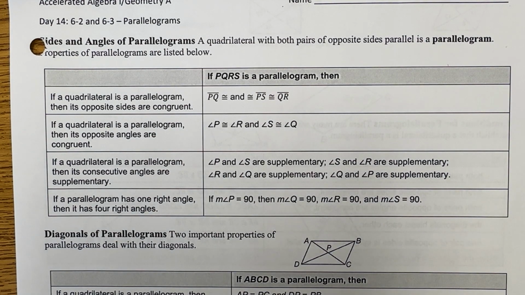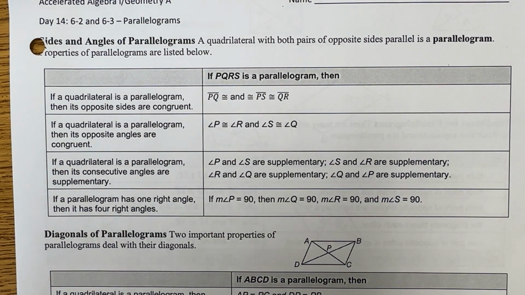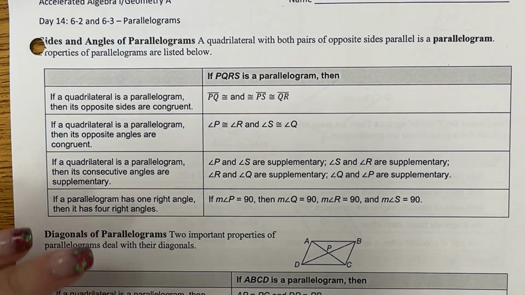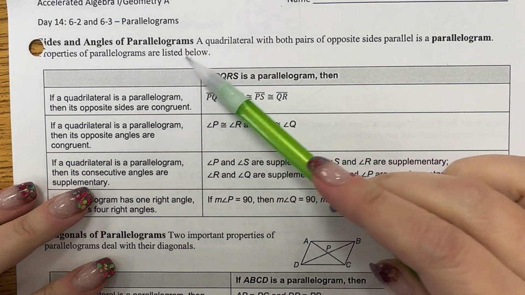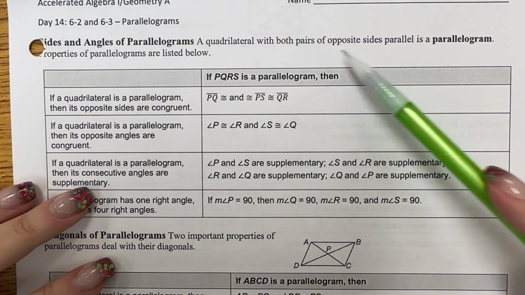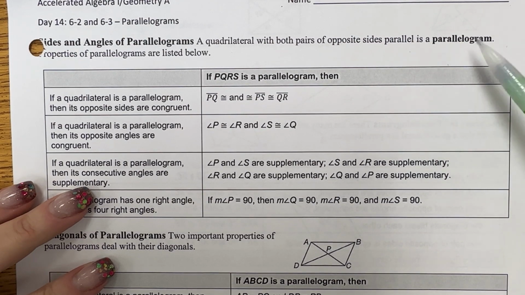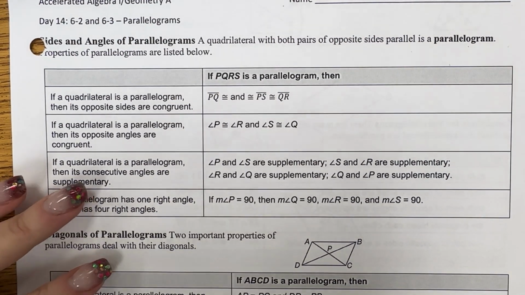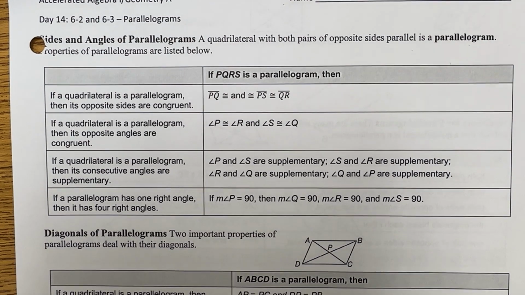Okay, so let's talk about parallelograms. Parallelograms are kind of the foundation for all of our quadrilaterals, that's four-sided figures. By definition, a parallelogram is a quadrilateral, a four-sided figure, with both pairs of opposite sides parallel. That's what a parallelogram is. Let's talk properties of a parallelogram.